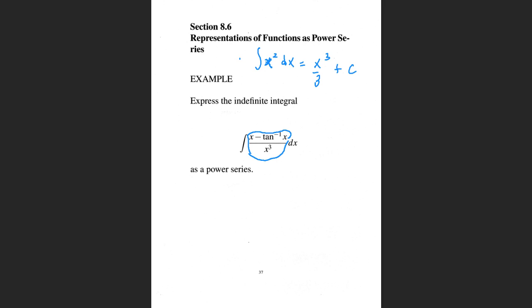But yet we want to be able to work with an antiderivative for this particular integrand. What are we going to do? Just give up? No. We're going to express that integrand, x minus the arctangent of x over x cubed, as a power series, and then we're going to integrate the power series. So let's go ahead to the solution.